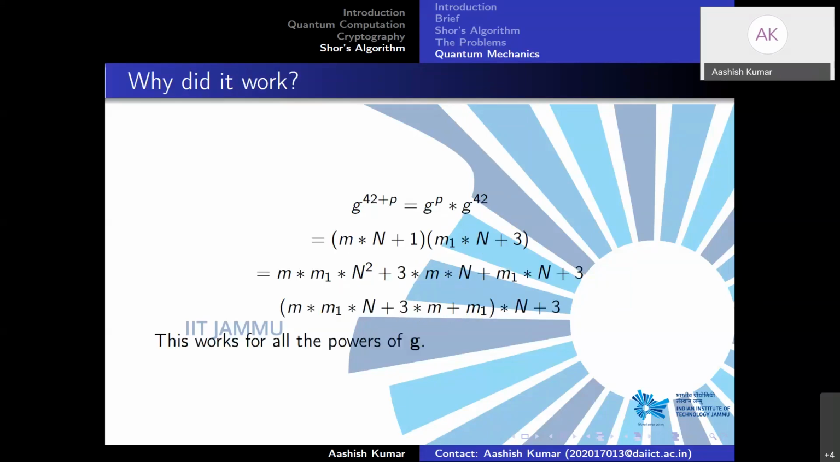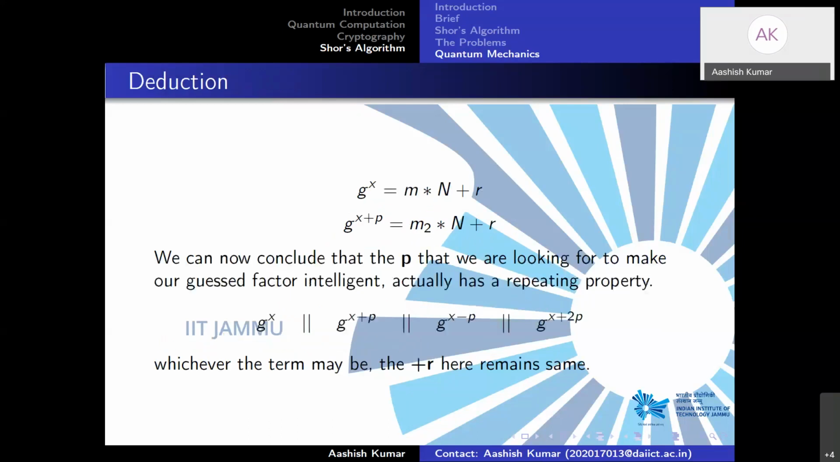We can also see a kind of proof of how this is working. I'm taking g to the power 42 plus p, breaking it down into g power p multiplied by g power 42, breaking it down into further simpler calculations, and in the end we can see that the term m into m1 into n plus n3 into m plus m1 is the term that is different. Other than that, 3 remains constant. And this will work for all the powers of G.